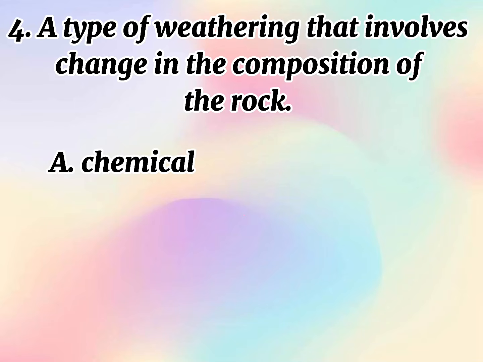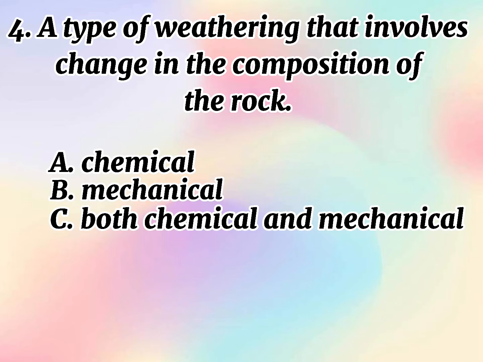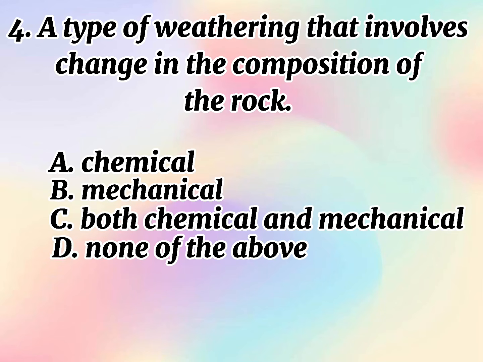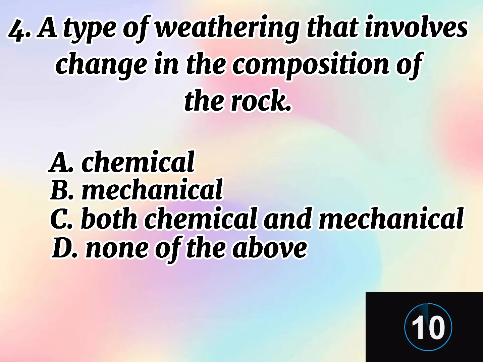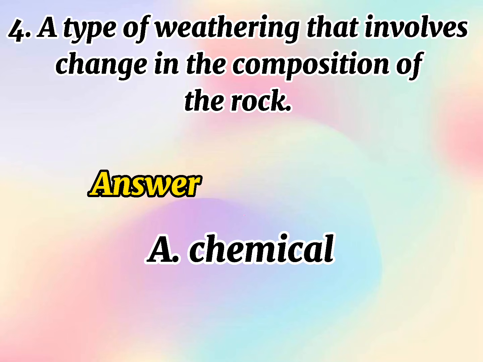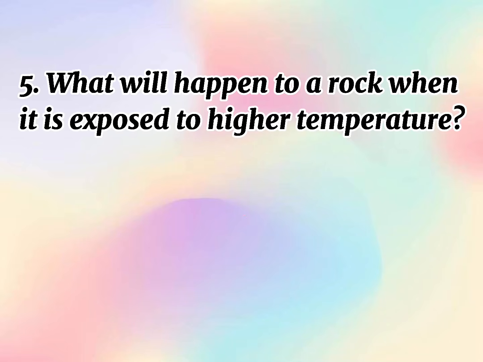4. A type of weathering that involves change in the composition of rock. A. Chemical. B. Mechanical. C. Both chemical and mechanical. D. None of the above. Answer: A. Chemical.